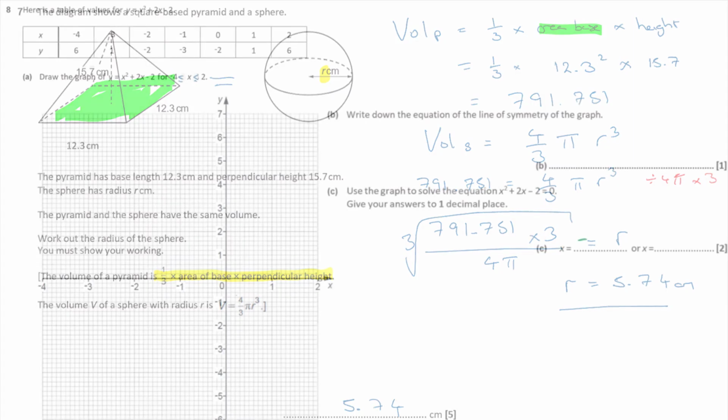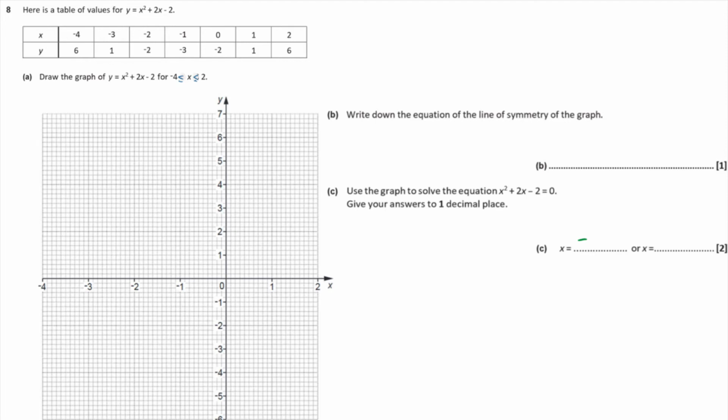So 5.74, final answer. Question 8, here is a table of values for y equals x squared plus 2x minus 2. So we've got a quadratic equation here. Now, weirdly, they've given us all of the values here. We don't have to go and find them. So often we have to go and find some missing ones, but they've got the whole table here. So we just need to plot them really, don't we? Right, so we're going to take each pair in turn and plot them. The top one is the x coordinate, the bottom one is the y coordinate.